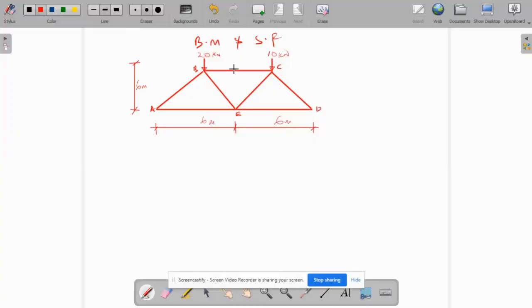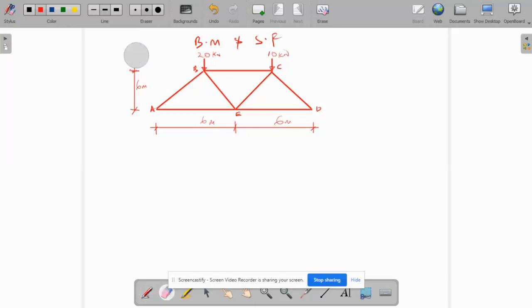In this example, we'll look at analysis of a truss using shear force and bending moment expression. So here we have a truss of 12 meters. The whole span here is 12 meters, 6 plus 6. The height is 6 meters. This height should be here.